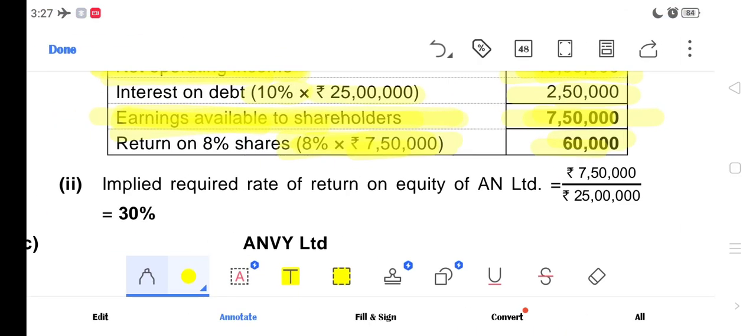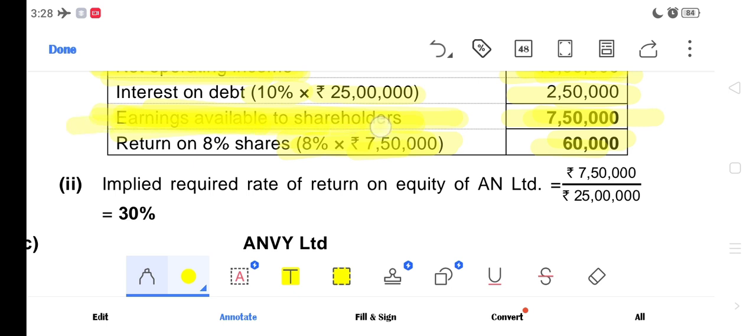Okay, so what is the implied required rate of return on equity? Not for R, he's asking, not for R. Just delete R from your mind. Okay, so now he is asking rate of return on equity. So all the earnings belong to equity only, no?